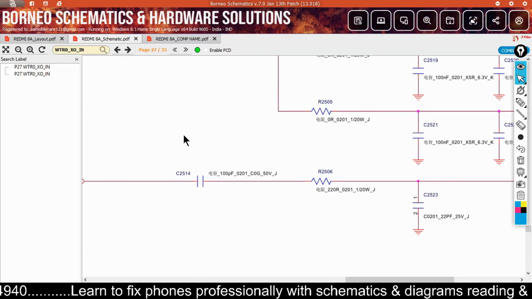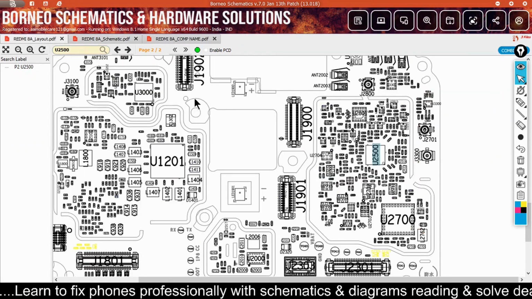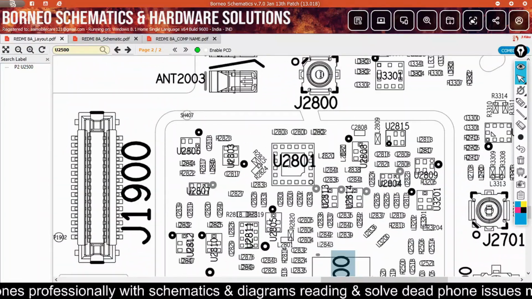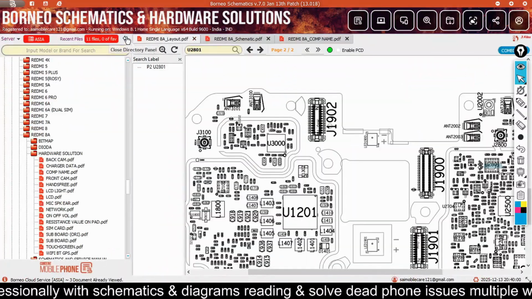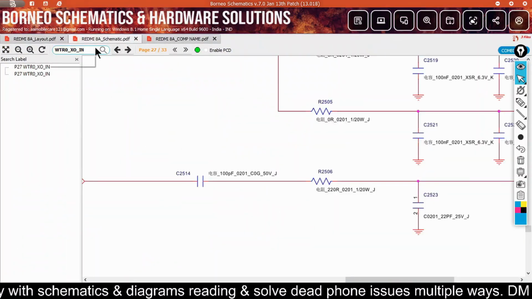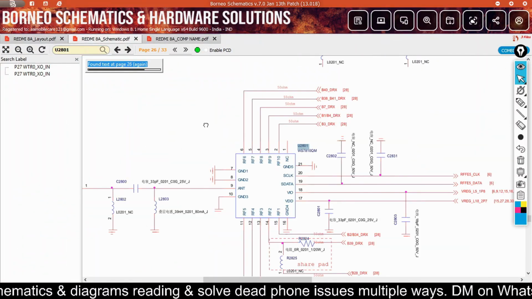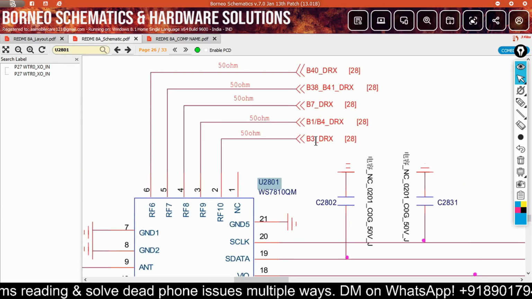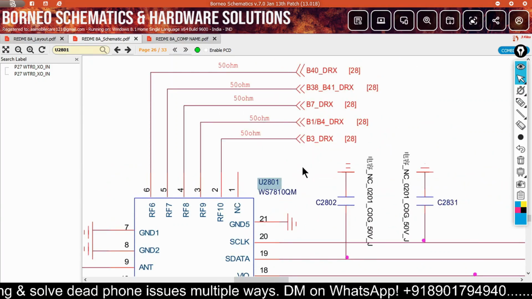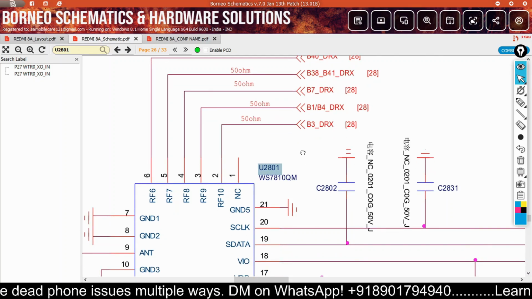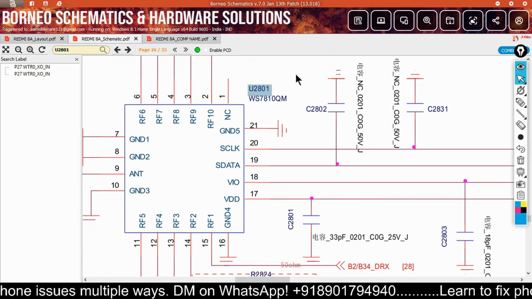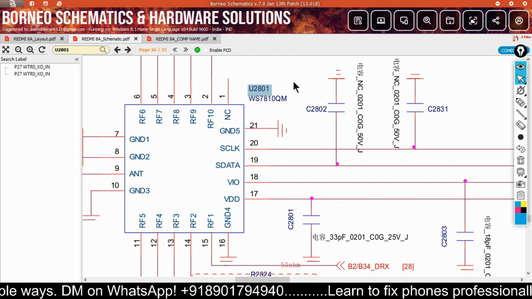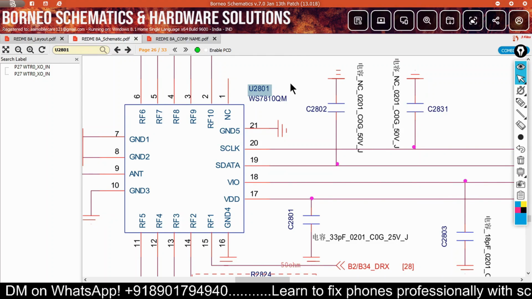Go to the right schematics, just open the layout, and this one is also a PG IC, U2801. Just copy this IC and paste it in the schematics. You can test each and every pin right here. Like the DRX, you will see band 7, band 1, band 3. So these are bands. B4, B7, B38. I will tell you later about these bands. I'll only give you the necessary information.